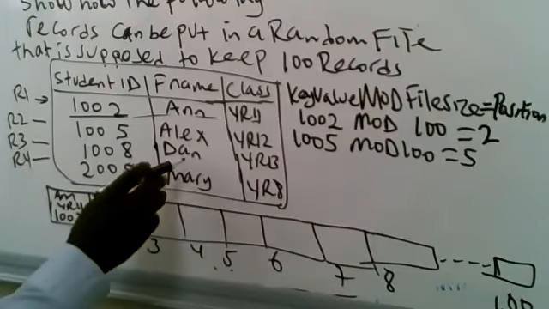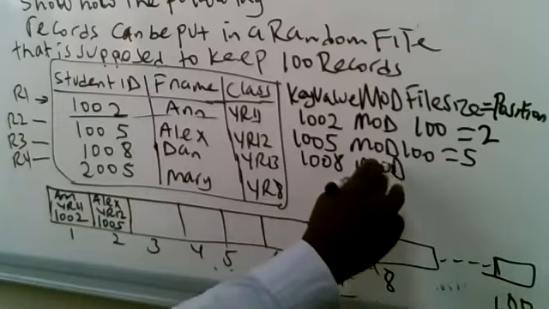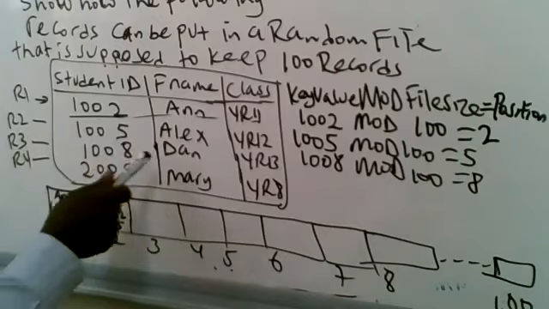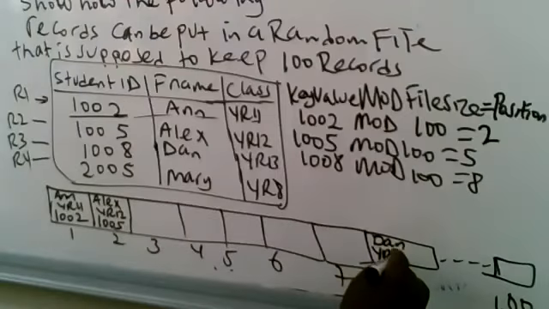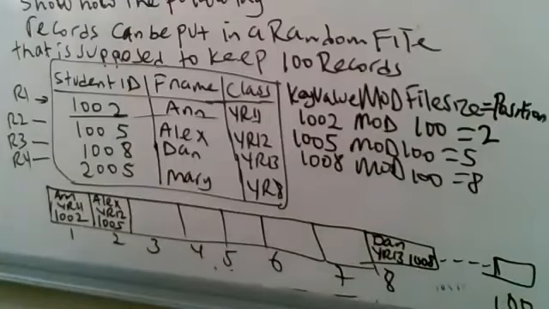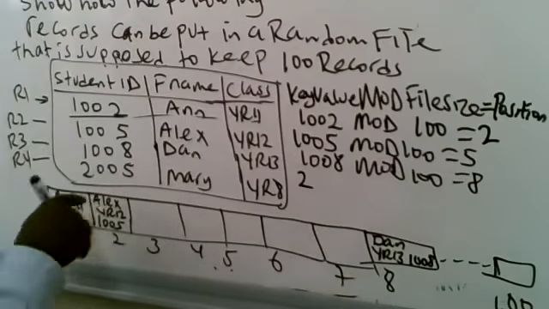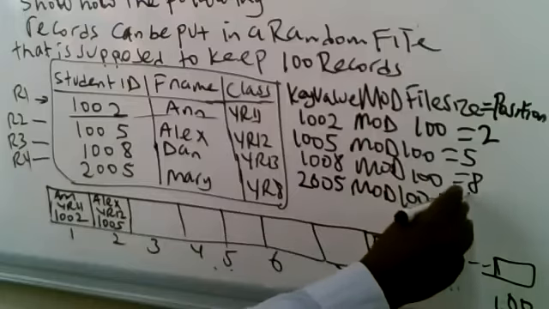Then to know which position to put Dan's record, it will get Dan's key value, modulus 100, and that will give us 8. So which means we'll put Dan's record in position 8. So here we shall have Dan, year 13, then we shall have 108. That's where we shall put Dan's record. Then next we have Mary. To know where to put Mary's record, we get the student ID of Mary, which is the key value, modulus 100. The remainder is 5.